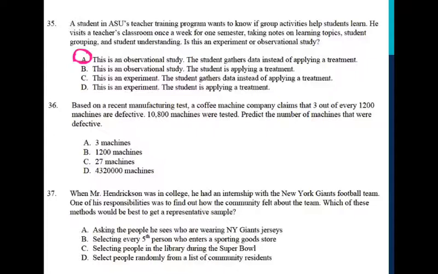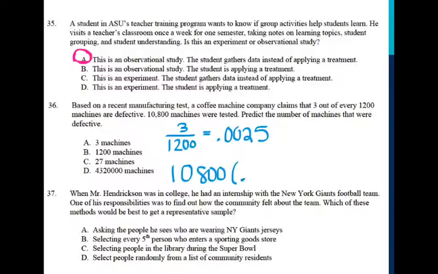All right, based on recent manufacturing tests, a coffee machine claims that 3 out of every 1,200 machines are defective. 10,800 machines were tested. Predict the number of machines that were defective. So if I know that 3 out of every 1,200 is defective, I'm going to change that to a decimal. 3 divided by 1,200 is 0.0025. And I know that there are 10,800 machines that were tested. So of those 10,800 machines, I want to know what portion is that 3 out of 1,200. So I'm going to multiply that by the 0.0025, which is 27. So 27 machines.